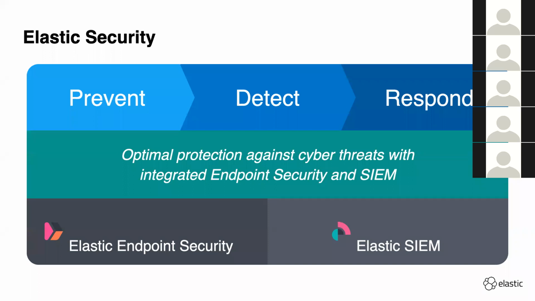Prevention starts with Elastic Endpoint Security by blocking attacks at the endpoint. Detection starts at the endpoint and gains enterprise context with the Elastic SIEM, and for response, the tight integration between Elastic SIEM and Elastic Endpoint Security speeds remediation.